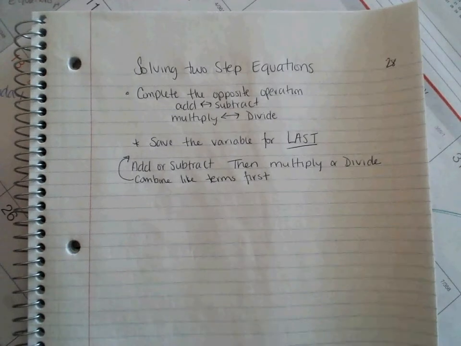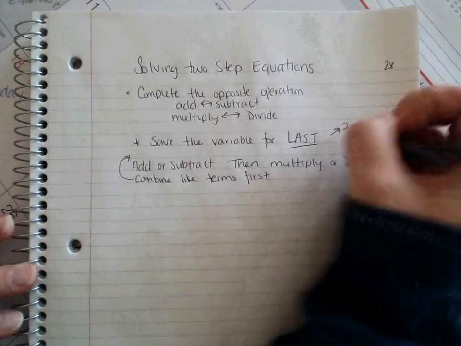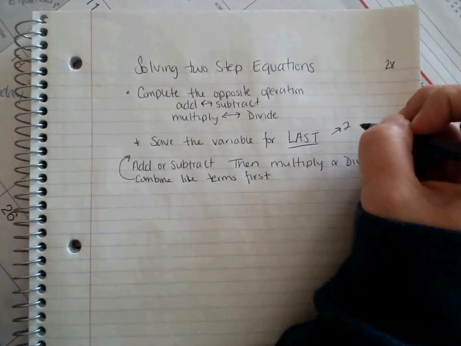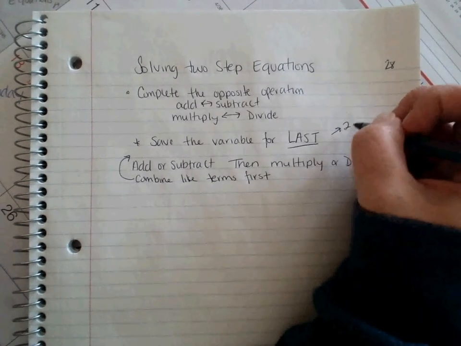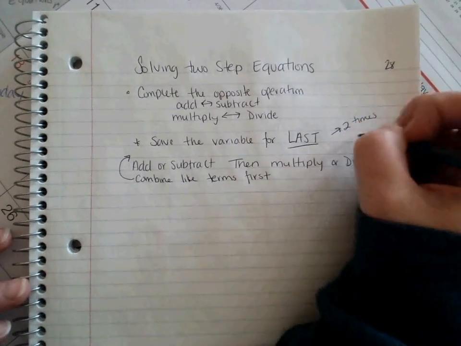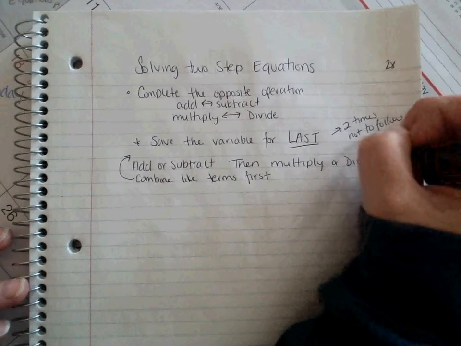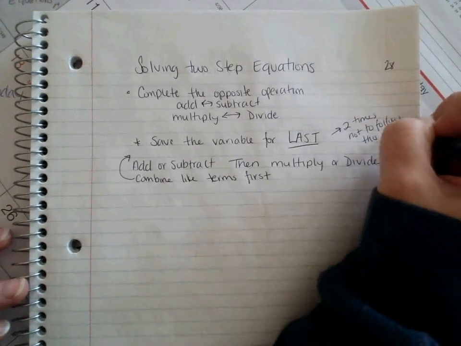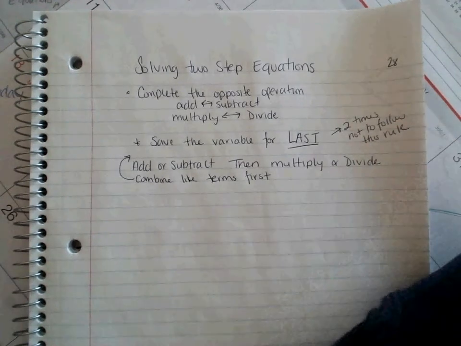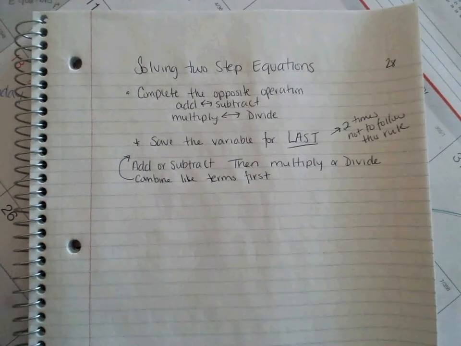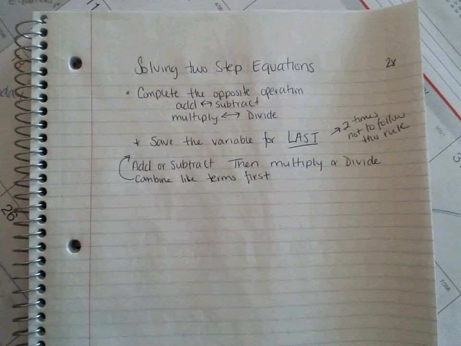There are going to be two options where saving the variable for last does not work, and we are going to go over those, just not this week. So there are going to be two times not to follow this rule. But everything this week is going to be adding and subtracting before you multiply and divide. So this week we're not going to worry about those two different ones. So let's look at some examples.